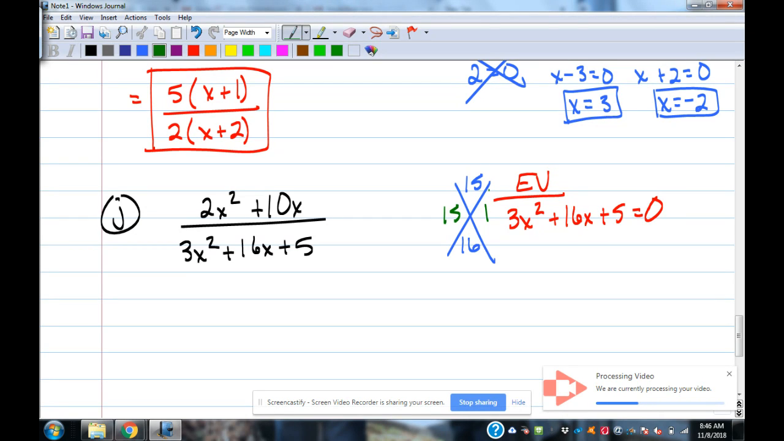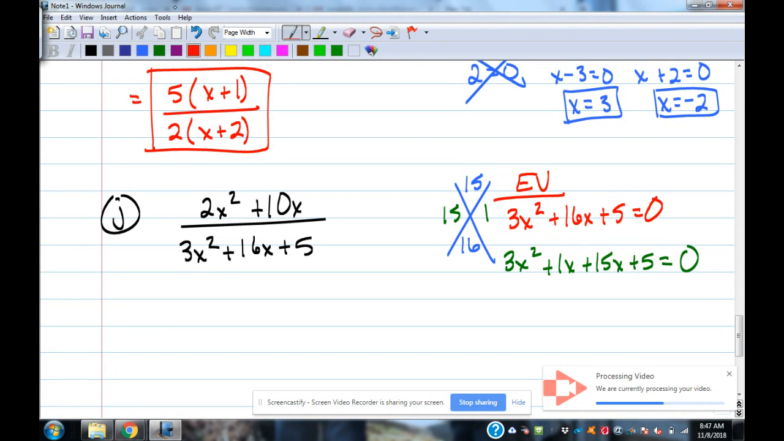Can I use the shortcut on the factoring? No. Why not? The number in front of the x squared. So what do we have to do then? Grouping. So we're going to replace the 16x with the 1x and the 15x. It doesn't matter whether you put 15x first or 1x first. I did the 1 because I knew 15 and 5 had a common factor, easy to find. But it doesn't matter. You'll end up with the same factors at the end.